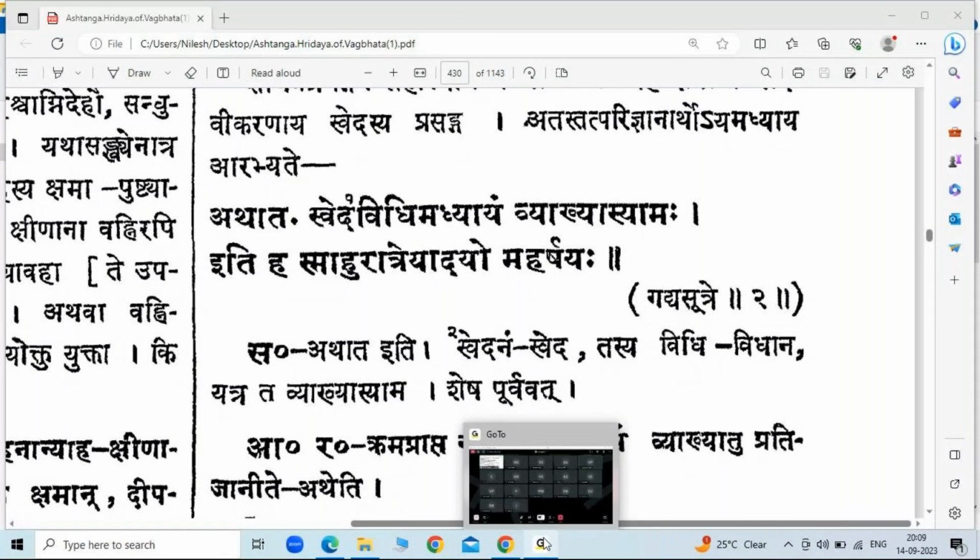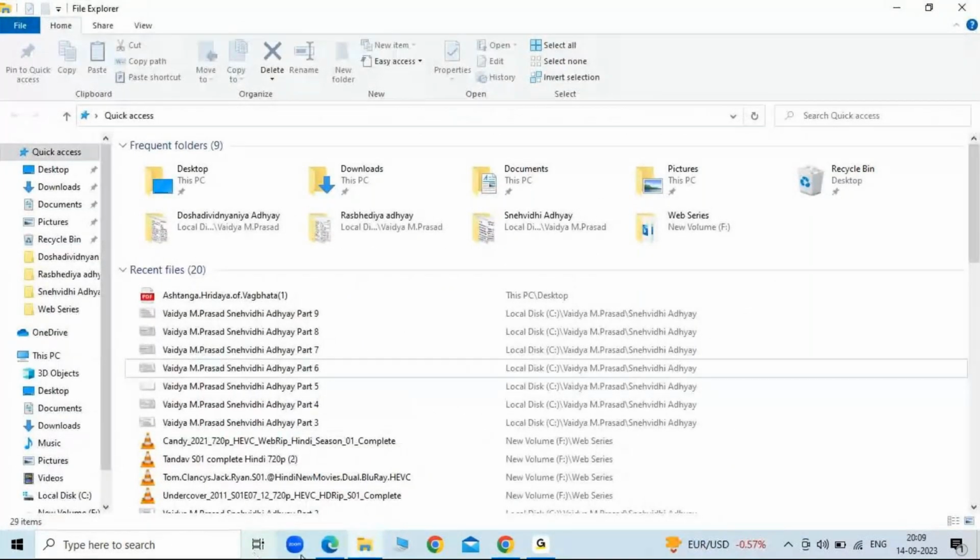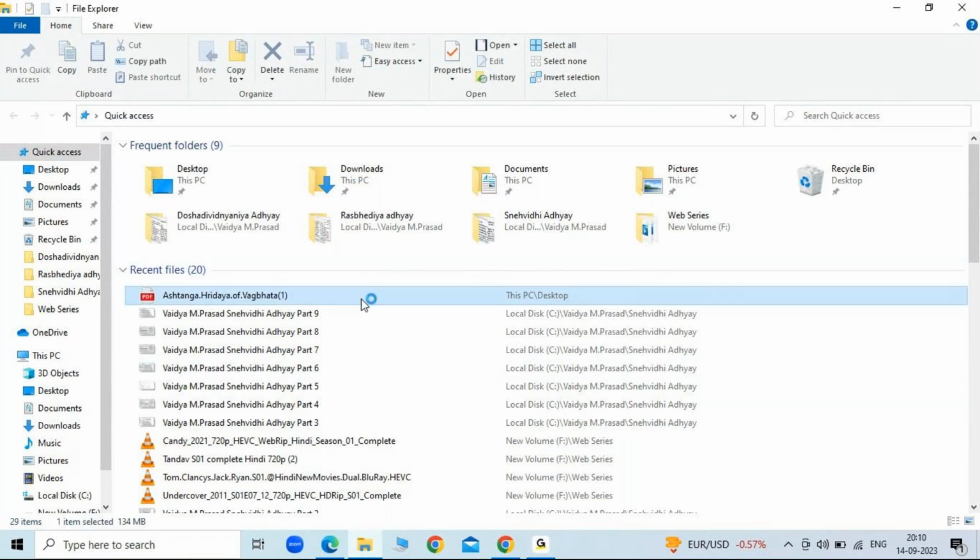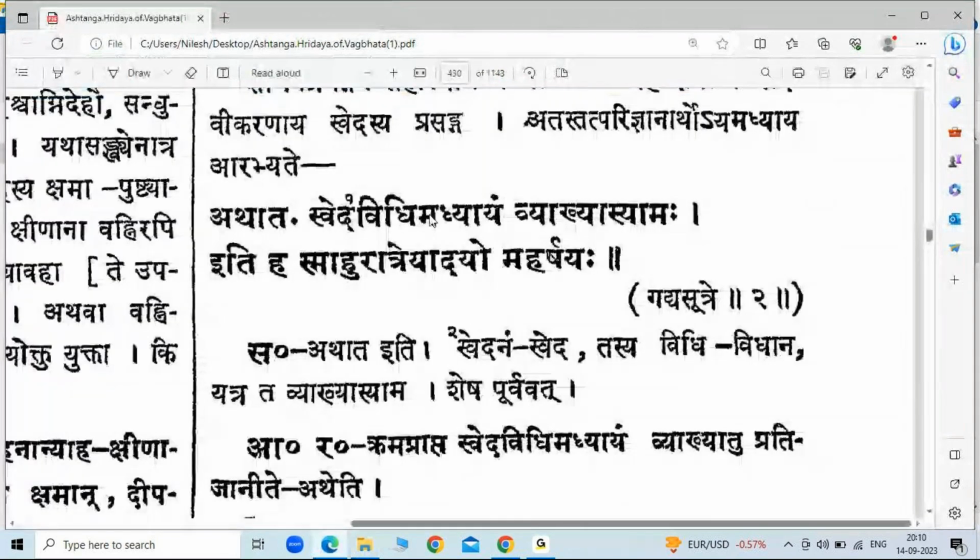So, after completing the Snehavidhi, as we are all eager to know about the next step that is to be followed in the normal sequence of events, we are starting with the Sweda Vidhi. So that should be the way in which we should explain that Adha here. Adha, as we have completed Sneha Vidhi, Ataha, as we are all eager to know the next procedure, Swedvidhim Adhyayam Vyakhyasyaamaha Iti Hasmahu Atreyadayo Maharshayah. That is how the chapter begins.